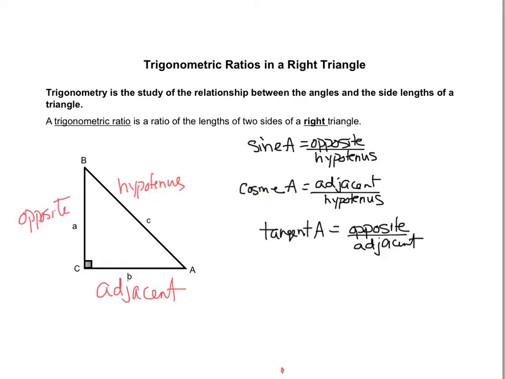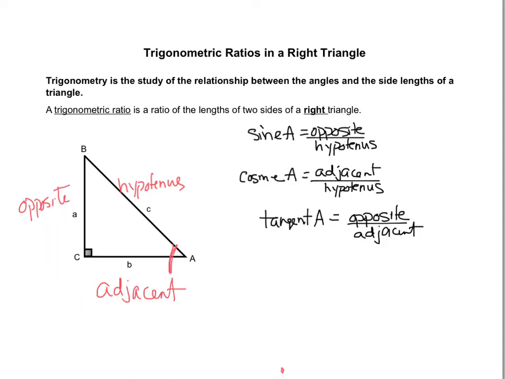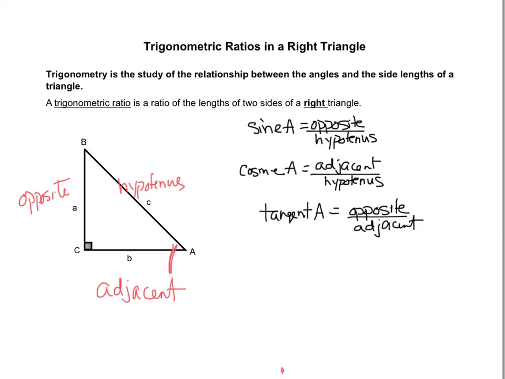Cosine of angle A, because remember angle A is our reference angle. So cosine of angle A is equal to adjacent over hypotenuse. So adjacent divided by hypotenuse. And tangent of angle A is equal to opposite over adjacent. Now you might say these are a lot of new words that you had to learn and you might have a little bit of difficulty remembering it. So we have a mnemonic device here to help you remember.